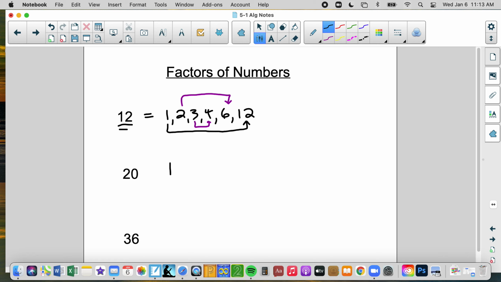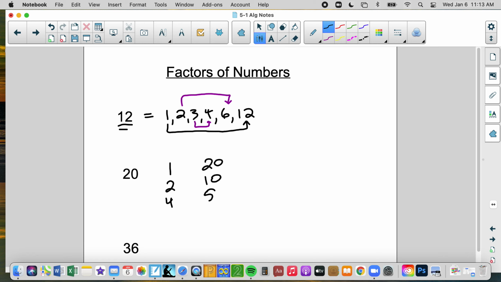So when I start with 1, I'm going to also write 20, which is its factor pair. And then I'm going to move sequentially down. So my next number is 2. 2 goes into 20, and then I'm going to write its factor pair. 3 does not go into 20. 4 does. 4 and 5 is its factor pair.